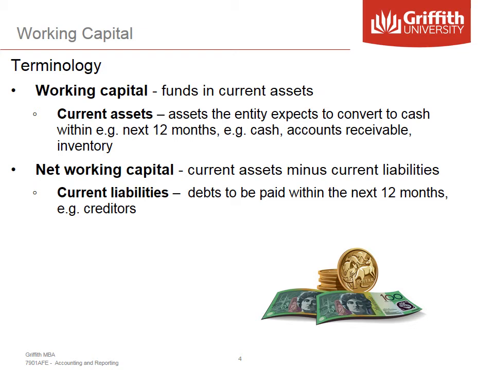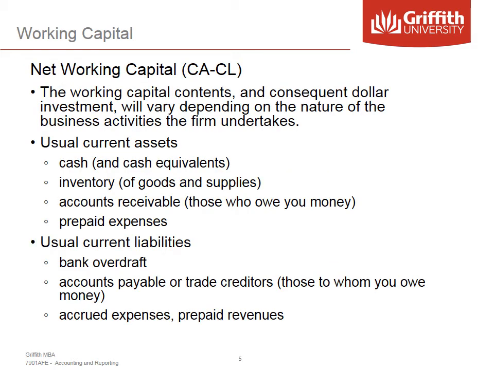So again, working capital, the current assets that will become cash in the next 12 months. Net working capital, current assets minus current liabilities. To be a current liability, you have to be planning to pay it out within the next 12 months. Now, that's the list of what you will typically see on a balance sheet under current assets and current liabilities.